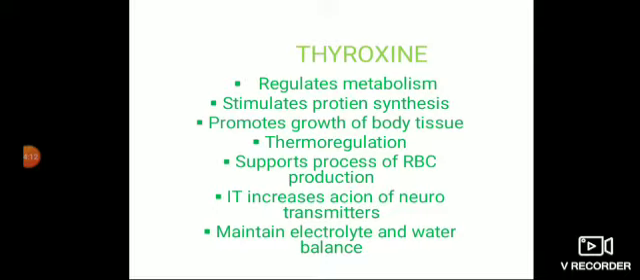It increases the action of neurotransmitters. Which are the neurotransmitters? You can see the examples: acetylcholine, adrenaline, noradrenaline. It maintains electrolyte and water balance. Which are the electrolytes? Like sodium ions, potassium ions, magnesium ions, chloride ions, etc. So thyroxine has a major role in the body.